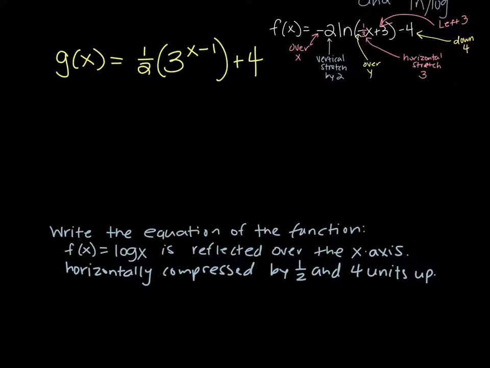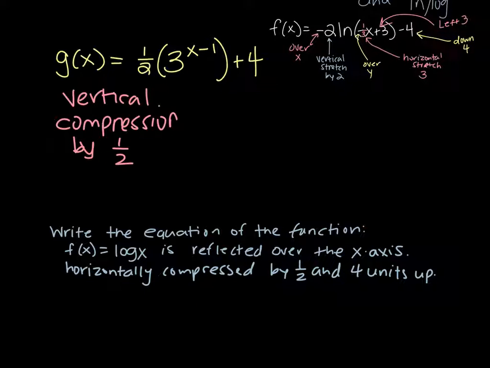All right, so who can tell me what's happening on that g of x equals 1/2 times 3 to the x minus 1 plus 4? What's the 1/2 doing? It's a vertical compression by a half. What's the x minus 1 doing? So if it's in the exponent, it's like it being in the parentheses. That's what kind of shift? Horizontal. So this is right 1. And then the plus 4 after it is up 4.